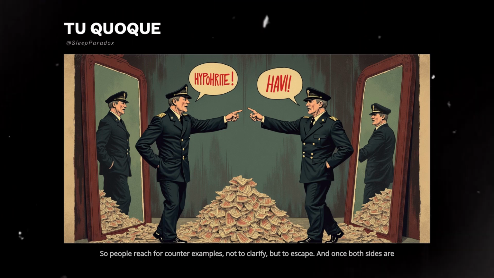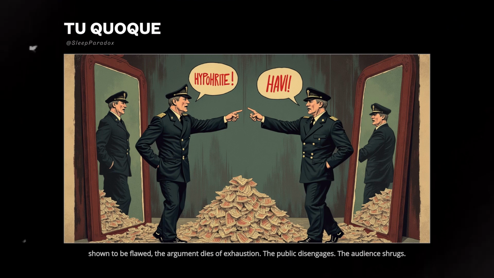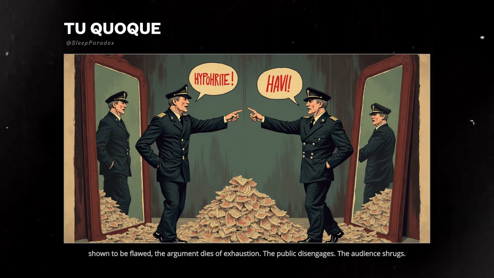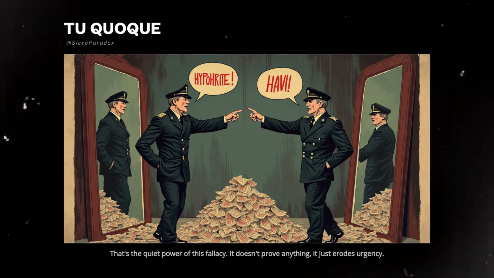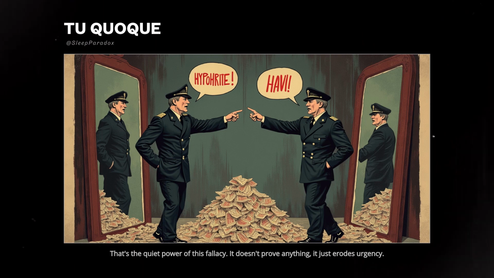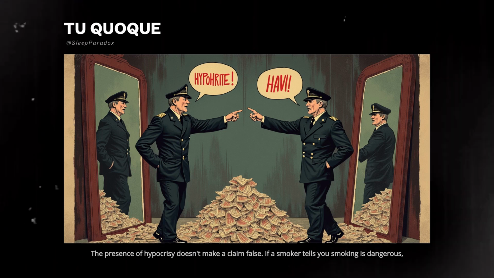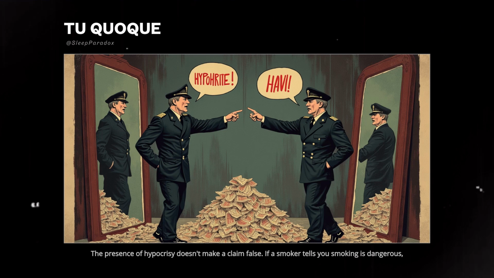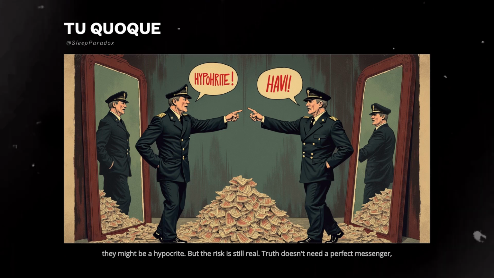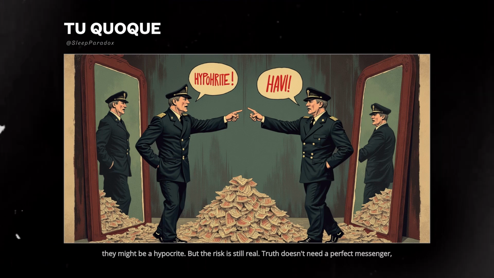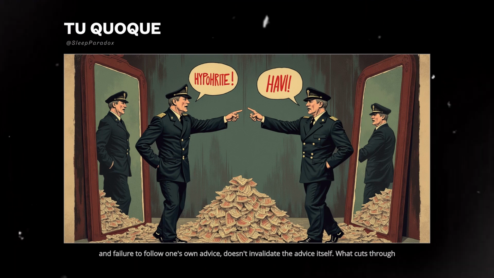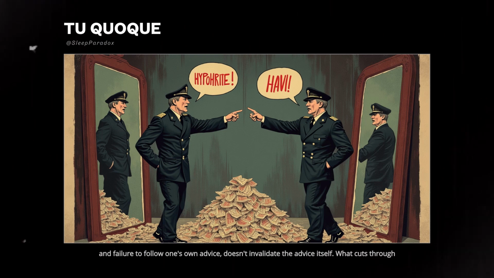And once both sides are shown to be flawed, the argument dies of exhaustion. The public disengages. The audience shrugs. That's the quiet power of this fallacy. It doesn't prove anything. It just erodes urgency. The presence of hypocrisy doesn't make a claim false. If a smoker tells you smoking is dangerous, they might be a hypocrite, but the risk is still real. Truth doesn't need a perfect messenger, and failure to follow one's own advice doesn't invalidate the advice itself.